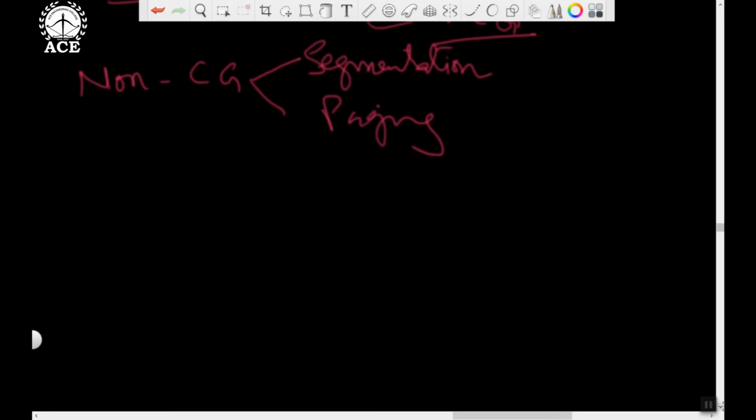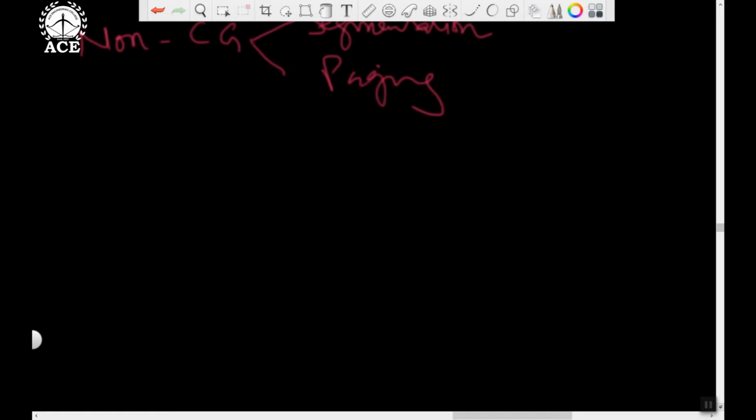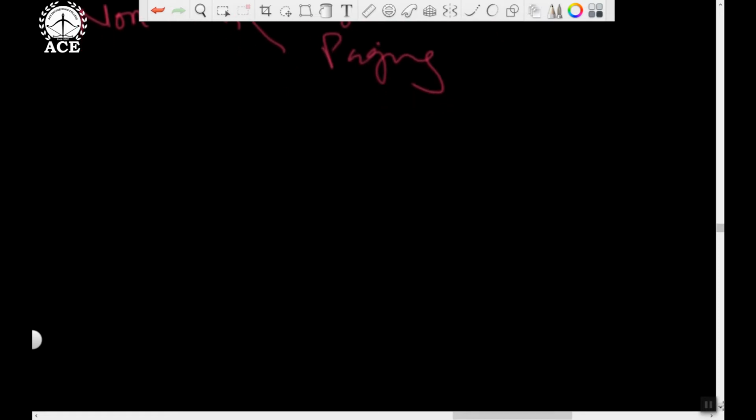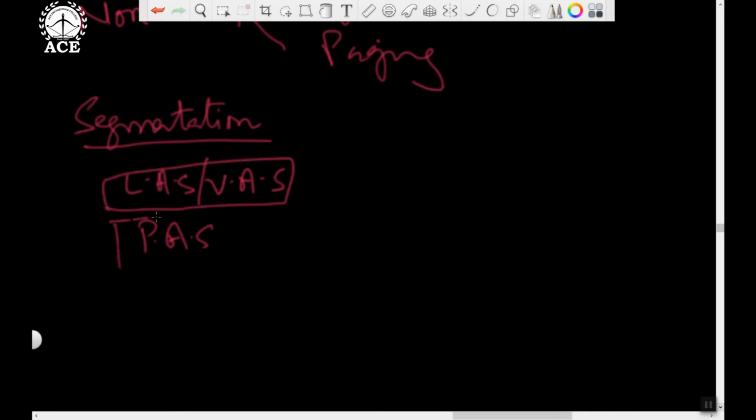Compaction, or the other approach is called non-contiguous. What is compaction? Please refer to the notes and try to recollect. In compaction, we push all the programs to one end of memory and then we create one big free hole at the other end of memory. That is called compaction.